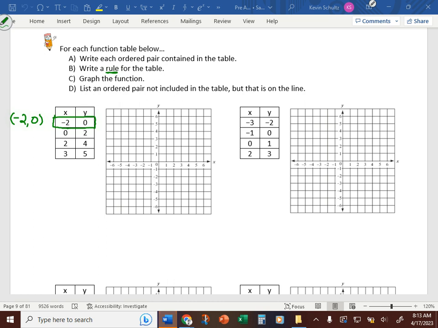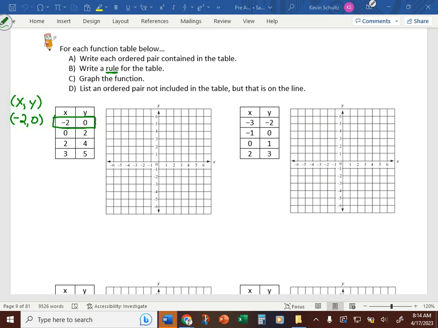Which value always comes first in an ordered pair? The X or the Y? The X. That's why it's called an ordered pair. The order is always the same. This is written in X, Y order, which is why it's presented in the table as X comes first, and then Y is second.